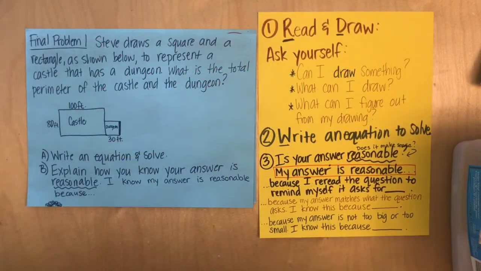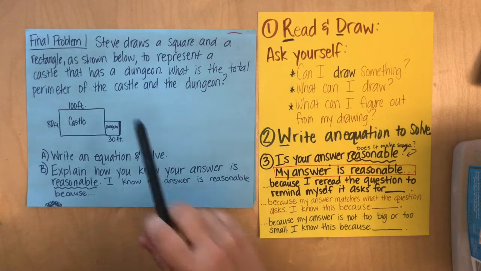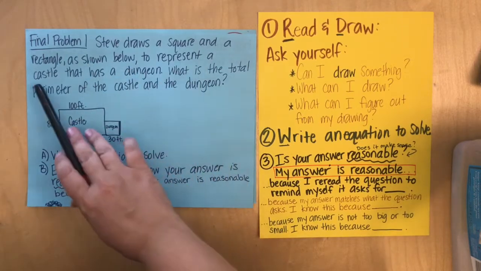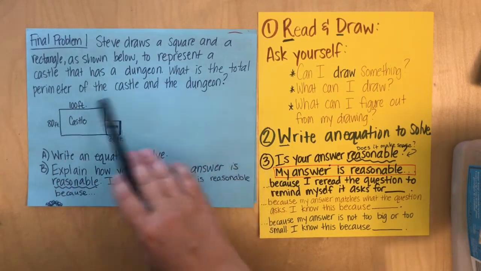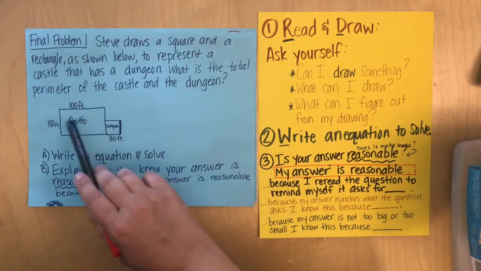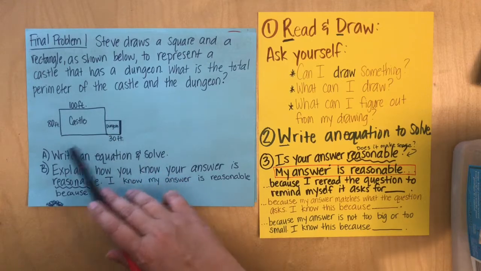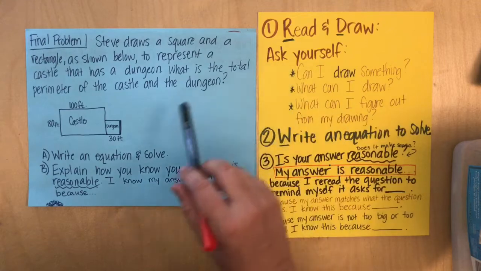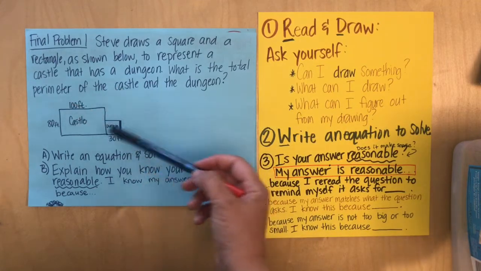For this final problem, after I'm done talking, you might just want to press pause so that the screen is frozen on the problem and on the chart to help you with your RDW. Our final problem today is, Steve draws a square and a rectangle as shown below to represent a castle that has a dungeon. What is the total perimeter of the castle and the dungeon? When you put those 2 together, what's the perimeter? I want you guys to do your RDW strategy. Now this is nice because it's already been drawn for you.